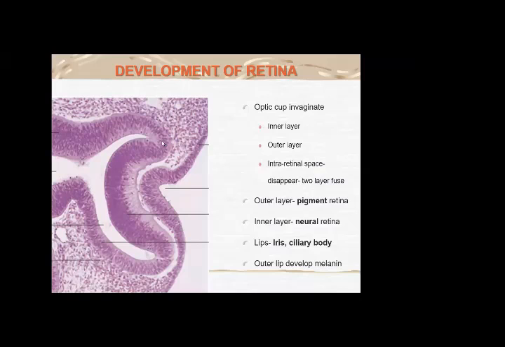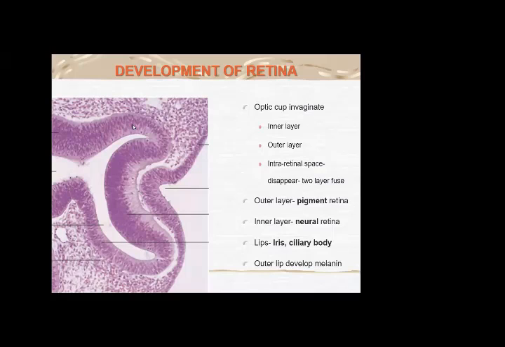और यहाँ ये जो lips है, where the outer layer becomes continuous with the inner layer, ये जो edges कह लें या इसके lips कह लें, this develops into ciliary body and iris. Ciliary body and iris both are parts of your choroid, middle layer of the wall of the eyeball.